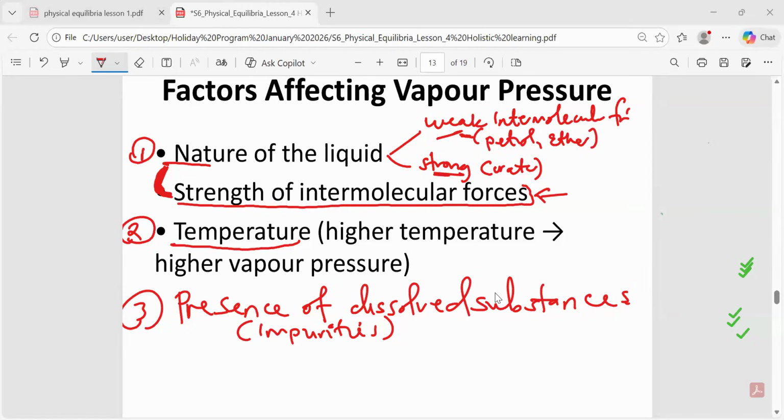Linda, as we wind up... Excuse me, sir. Yes, please. I beg that you throw more light on point 3. Okay, that's where we are going. Let me explain the presence of dissolved substance. Maybe before I tell you, Linda, are you the one? Yes, sir. What do you think, or how do you think the presence of dissolved substances or impurities can affect the vapor pressure?